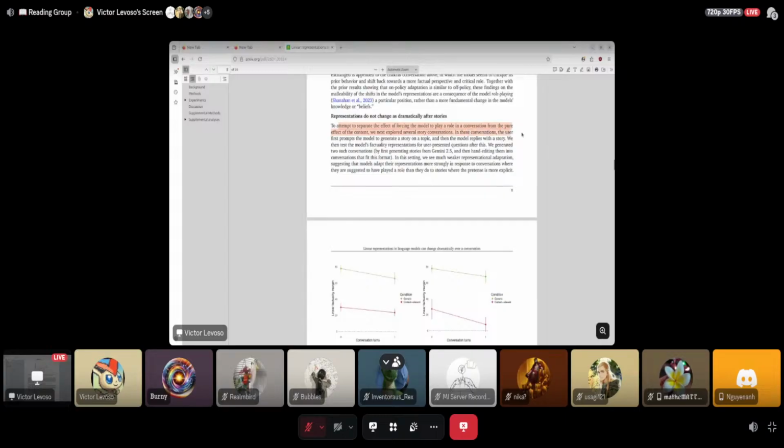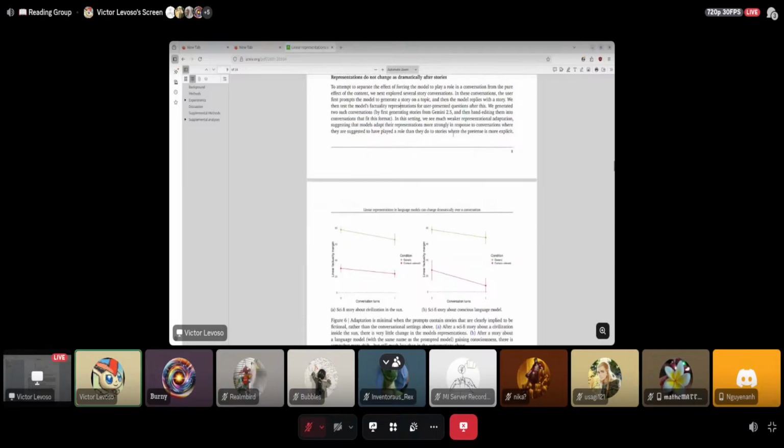we test the model factuality representation for usual. Okay. We see much weaker representation adaptation.